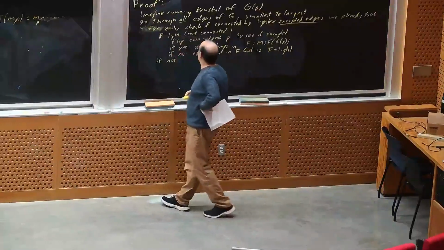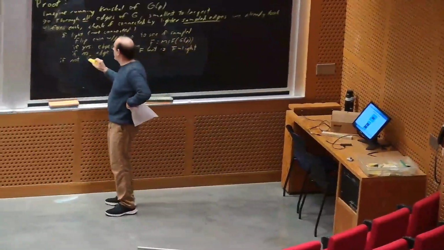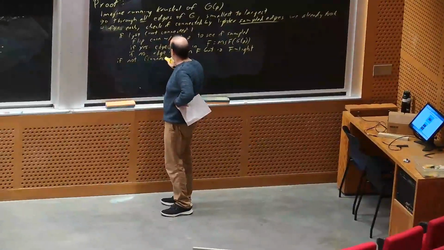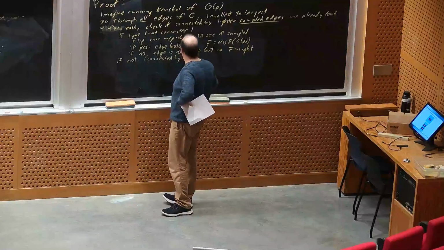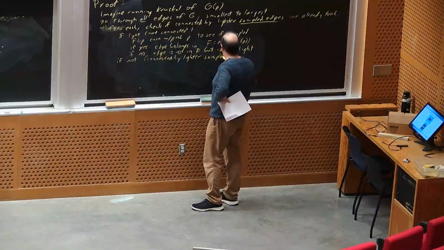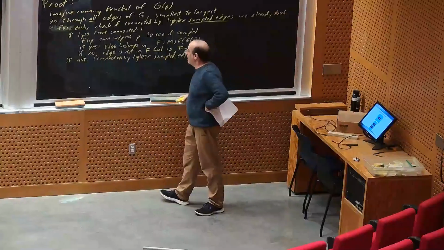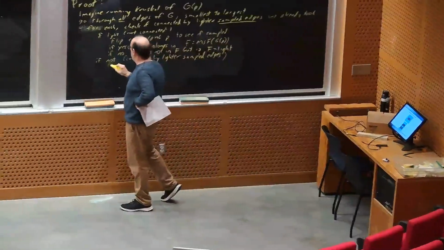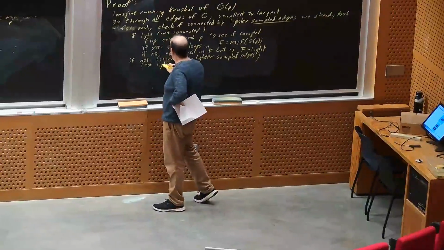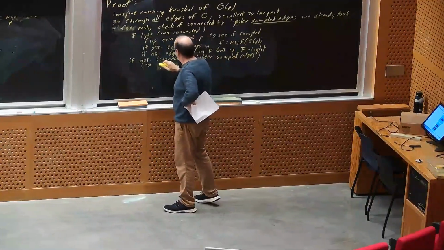What if it is not light? What if it is connected by lighter sampled edges? Well, I've answered my own question. If it is connected by lighter sampled edges, it means it is not light, or not F light.